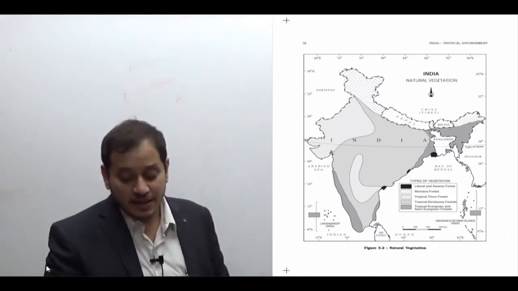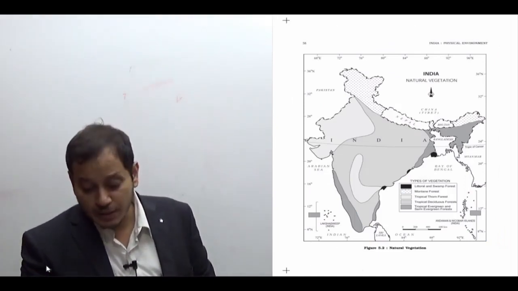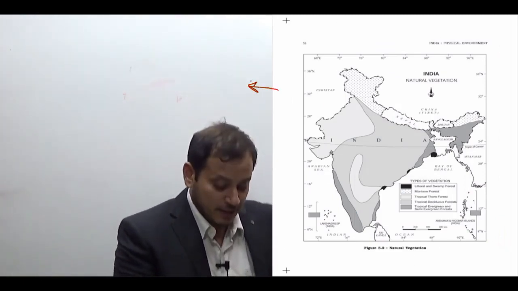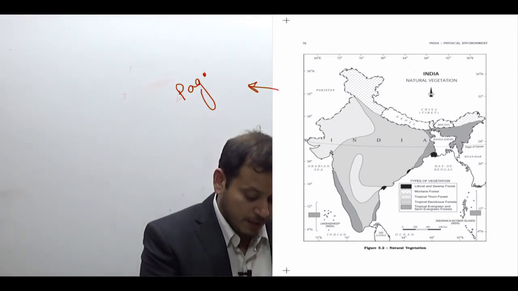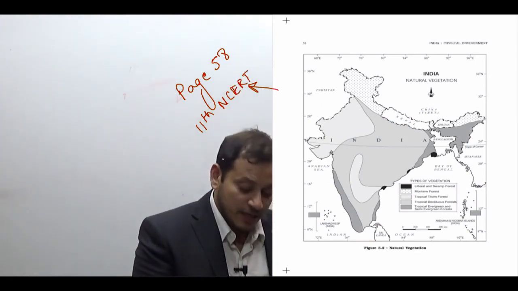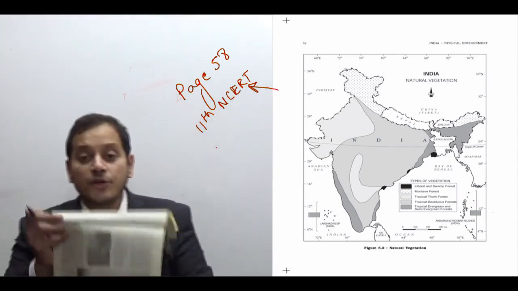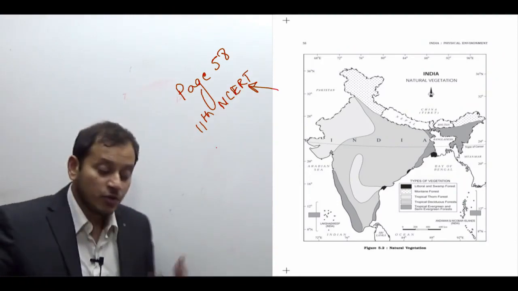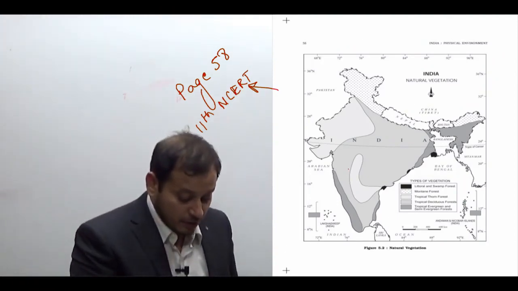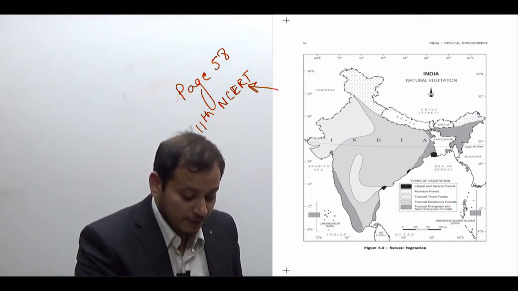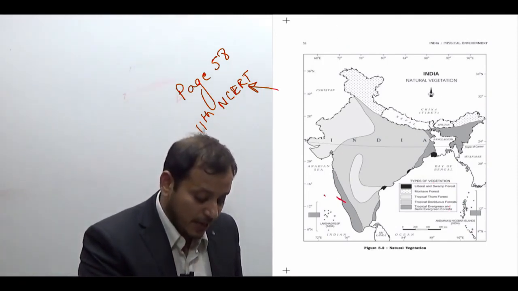which I have provided here. The 11th standard NCERT, the natural vegetation map, which is given on page 58 of 11th NCERT. Which NCERT? The same NCERT which I have told you, that is the India Physical Environment NCERT. So you can see here we have tropical evergreen and semi-evergreen forest. It is better given here, evergreen and semi-evergreen forest, area I am marking as 1.